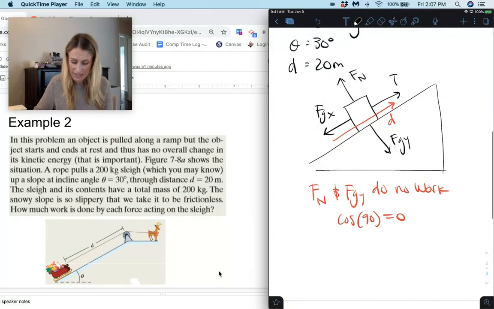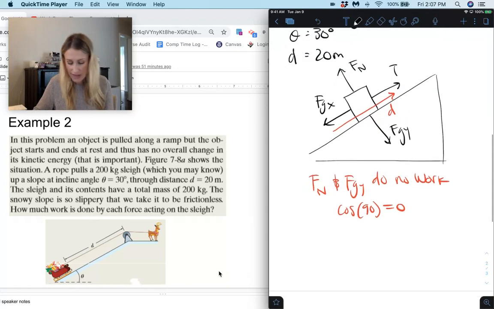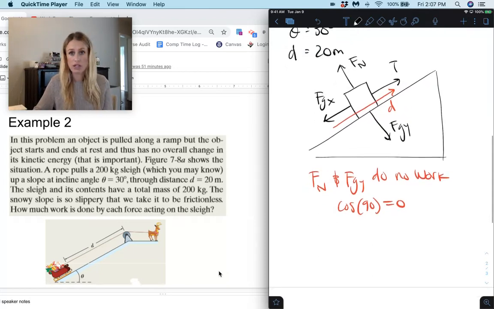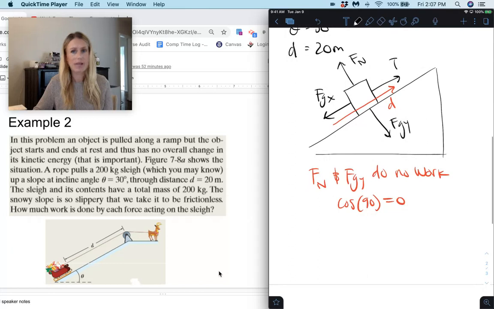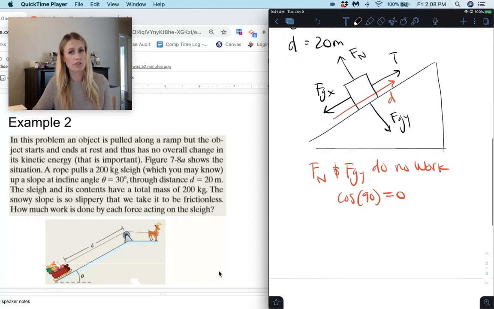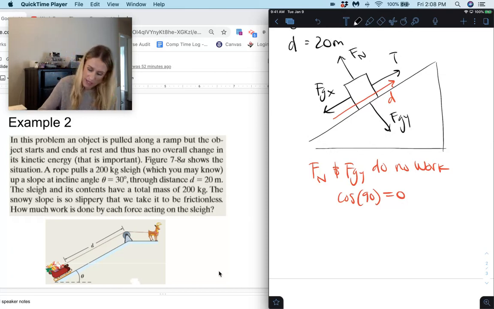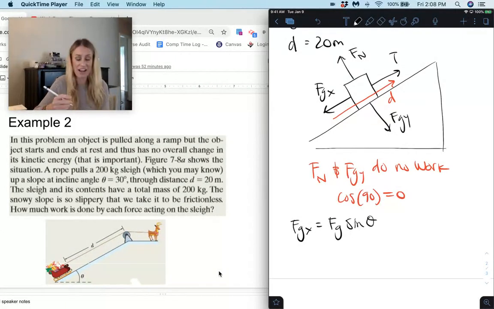Now we need to find how much work the force of gravity in the x direction and the tension force do on this sleigh. We don't know what exactly the tension force is, so let's do the force of gravity in the x direction first. Remember, in order to solve for the force of gravity in the x direction, we use the force of gravity times the sine of the angle of incline, and they give us that this angle is 30 degrees.